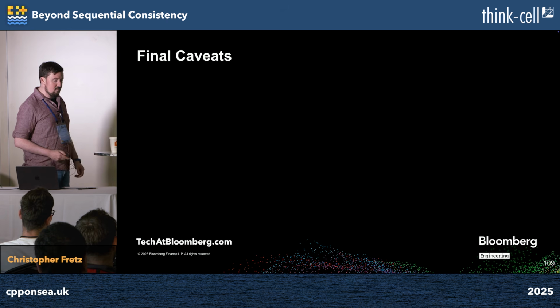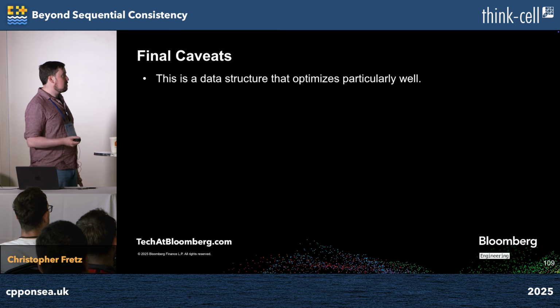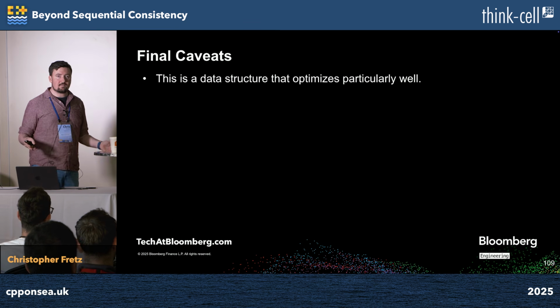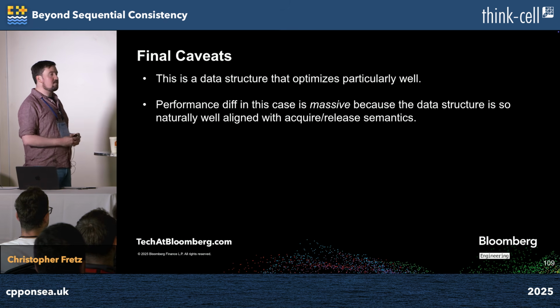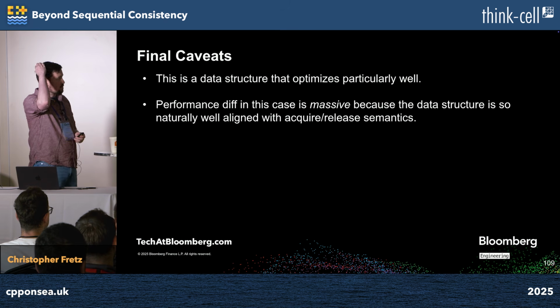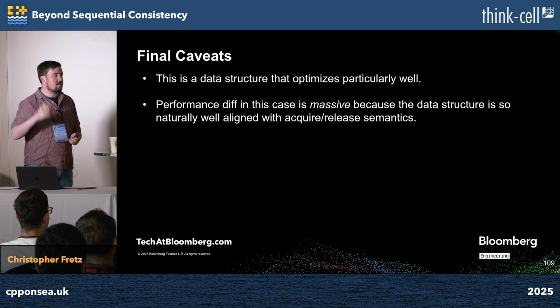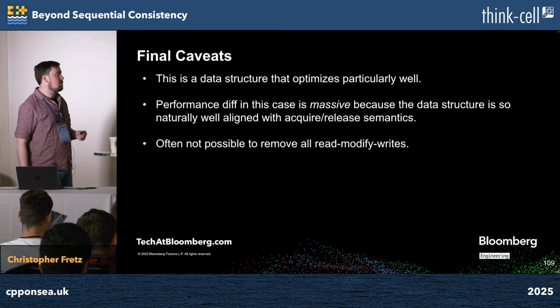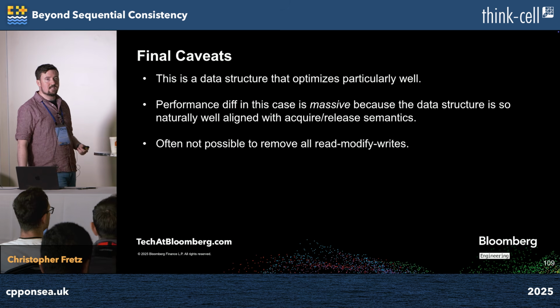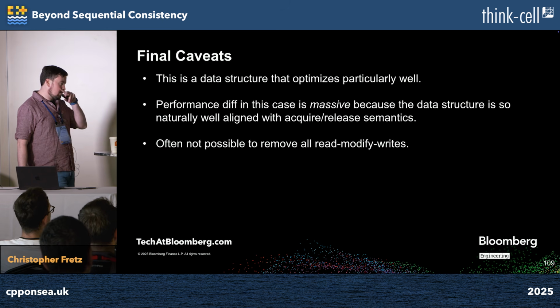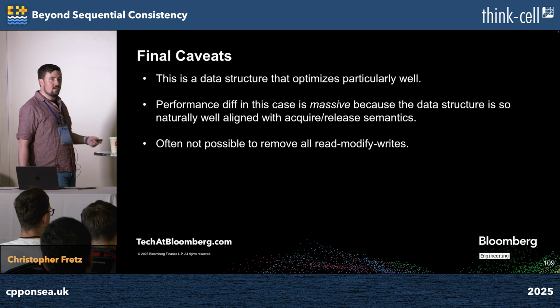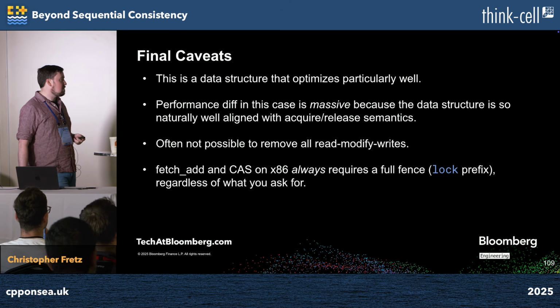So in terms of final caveats and wrapping up, as I said before, this is a data structure that optimizes particularly well. In this particular case, the performance is massive because the data structure is so naturally well aligned with acquire-release semantics. In this case it was possible to get us down to 0 atomic ops on x86. That is not always possible. There are a lot of algorithms where just a compare and swap or a fetch add is fundamentally necessary and there's no way around it. But in this case, we don't need it.